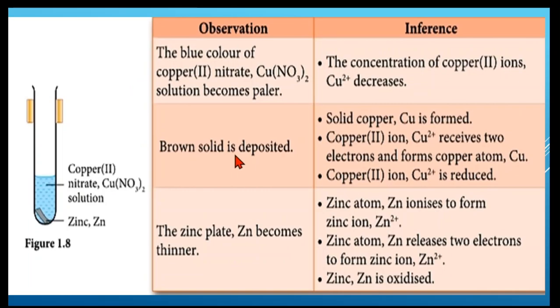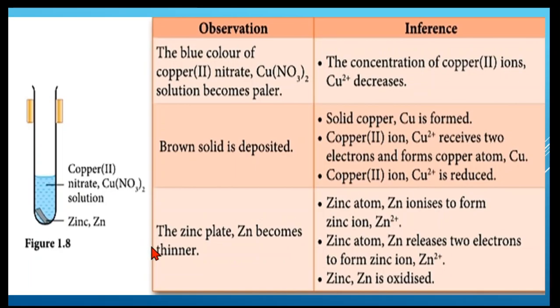Second is the brown solid. Brown solid is deposited. Dia akan nampak brown solid termendak di sini. Inference dia ialah solid copper Cu is formed. Copper ion Cu2 plus receive 2 electrons and forms copper atom. So sebab itu dia warna brown solid, iaitu the copper become solid sebab dia receive 2 electron. So here the copper ion is being reduced because dia receive electron.